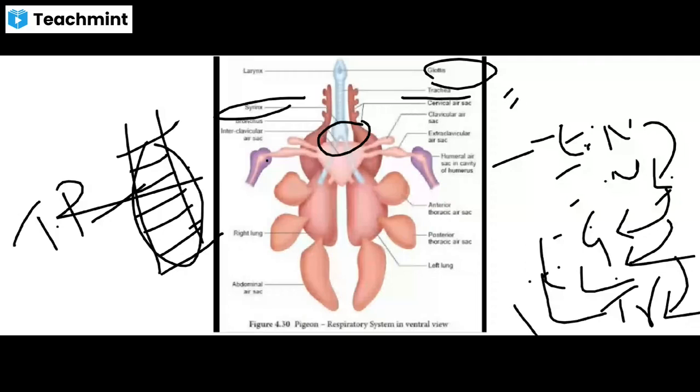The primary bronchi pass into the lungs. These are the lungs. A pair of lungs is present in the pigeon.